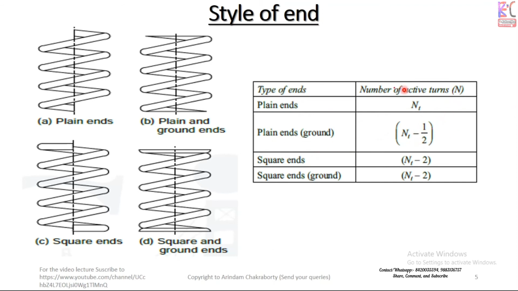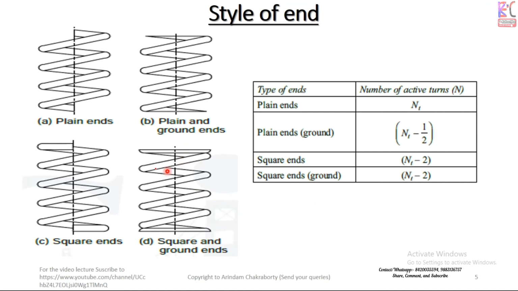Plain and ground ends: we are talking about the number of turns. Counting the turns, 1 2 3, 1 2 3 4 5 6, and these 2 make 7, so NT will be 7. This one is half cut, so NT minus half. For the square end it is minus 2, because you can see a complete turn is cut on each side, but these two are more or less the same.